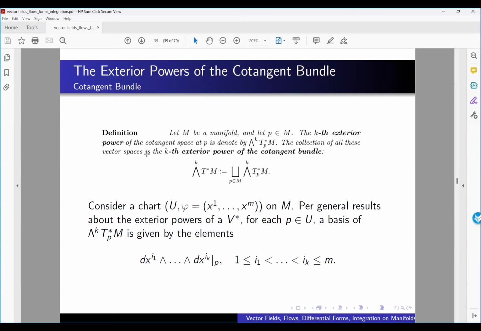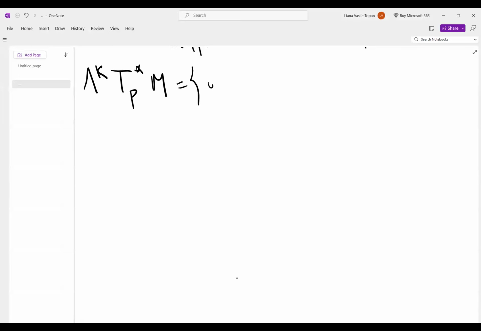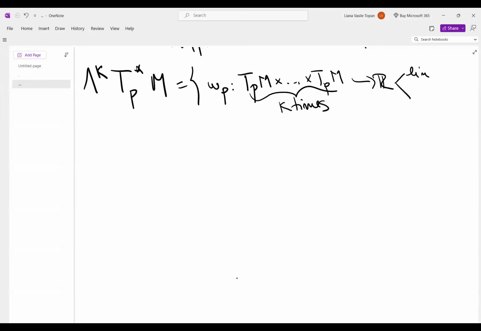So again, I'm going to write it. Maybe it's easier to understand. So we take the kth exterior power of TPM star. Do you remember what this means? This means that you'll have maps defined on the Cartesian product TPM by TPM k times with real values, which are multilinear, linear in every variable, and alternating. Okay, and then, what is an element here? It's a map applied on k tangent vectors.